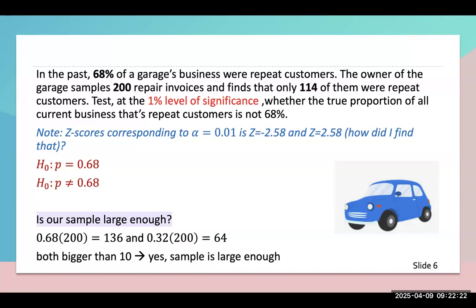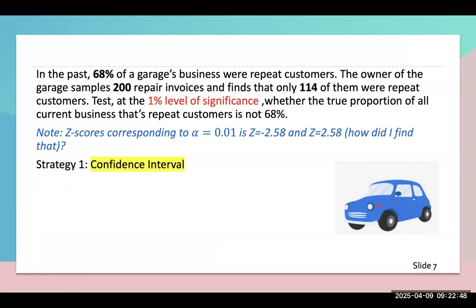So p here is 0.68 times 200, I get 136. 1 minus p is 0.32 times 200, I get 64. Both of those numbers are bigger than 10, so the sample is large enough. My first option is I can build an interval around the true p, and then what I'm going to do is see if my statistic lives in that interval.